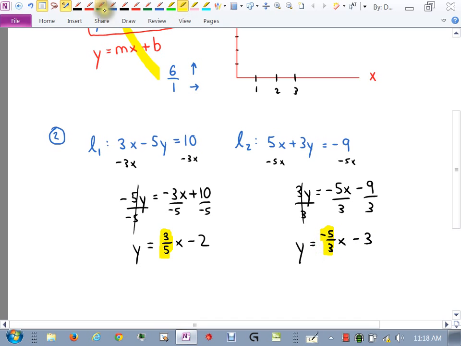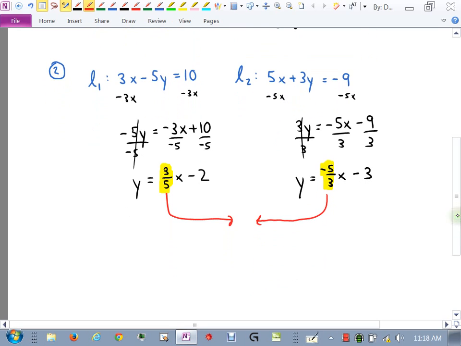So now I compare the two slopes. They are not the same, so it's not parallel, but they appear to be negative reciprocals. Or another way you could look at it is if you take the two slopes and multiply them together, multiply straight across, negative 15 over 15, you get negative 1. And whenever you get negative 1, that means that these lines are perpendicular. So perpendicular is the answer for this.